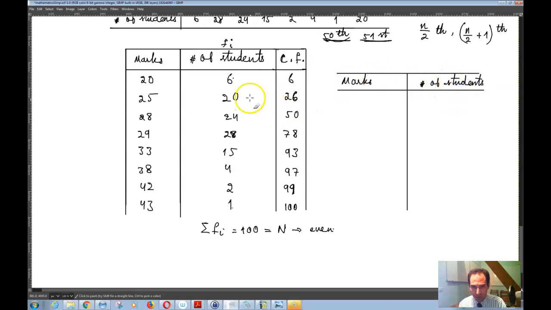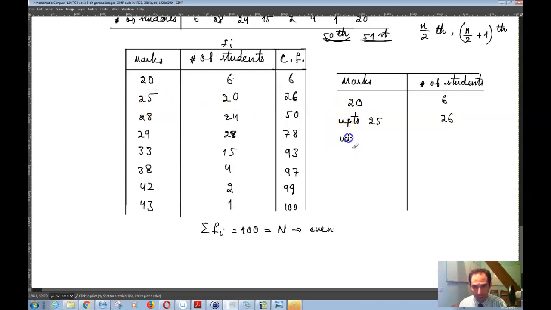Okay, and this is important to understand the concept of cumulative frequency. Now I know that the marks 20 have been obtained by 6 students, and I can say that up to the marks 25 has been obtained by how many students? Of course, all the marks up to 25 would include these marks as well. So that would be 6 plus 20, which is 26.